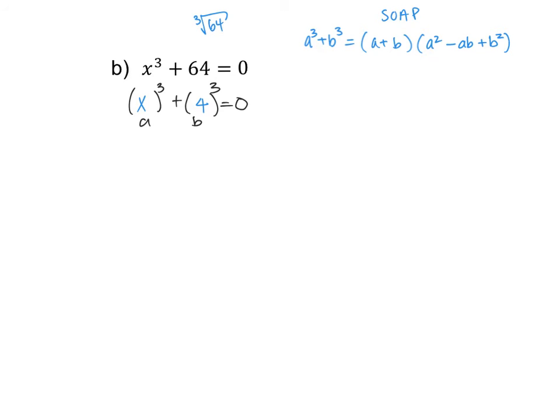So now I can try to factor. Now remember, the right side is always going to be a 0, as you can see, because we're going to set these factors equal to 0. So our a here is going to be x, and our b here is 4. And then this is a minus and plus sign. So this is going to be x squared, minus 4 times x, because a times b is going to be 4x. And then over here is going to be our b squared. So 4 squared is going to be 16. All right, I have my factors now, so I'm going to set this equal to 0.